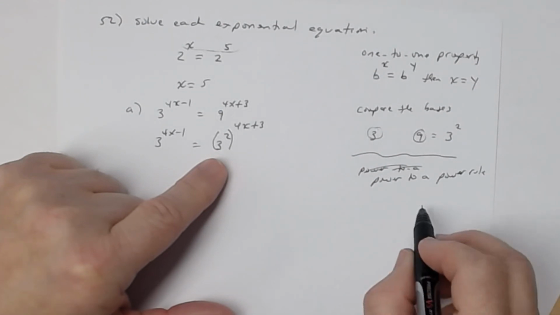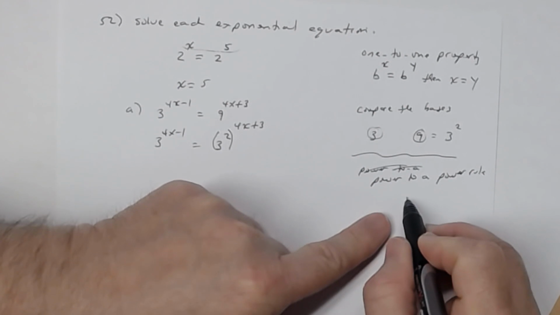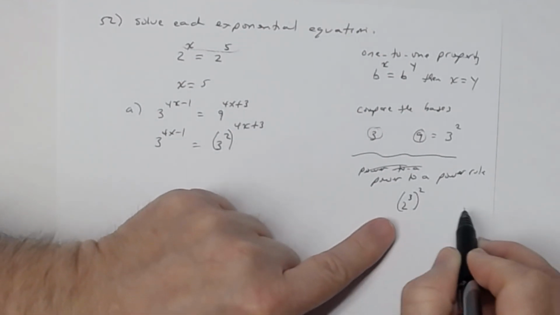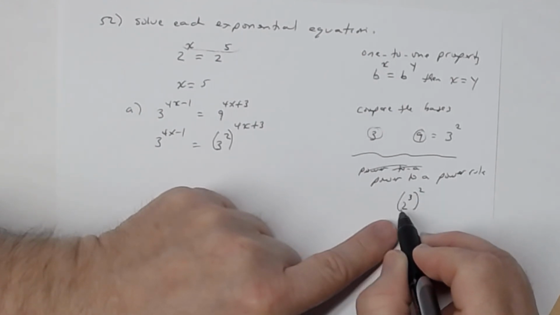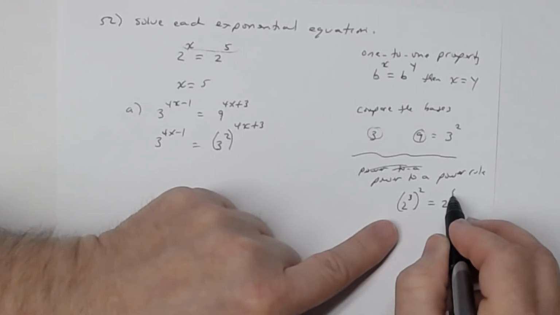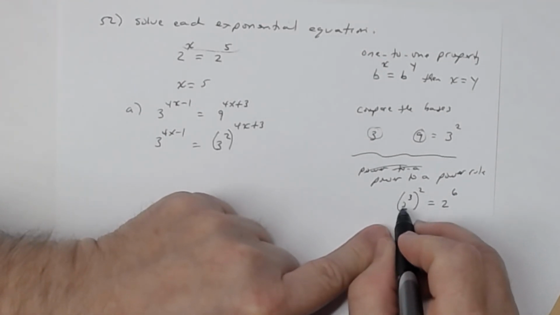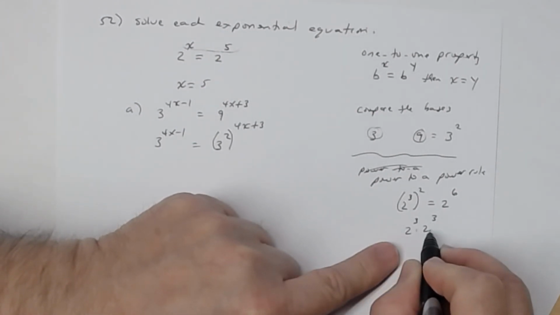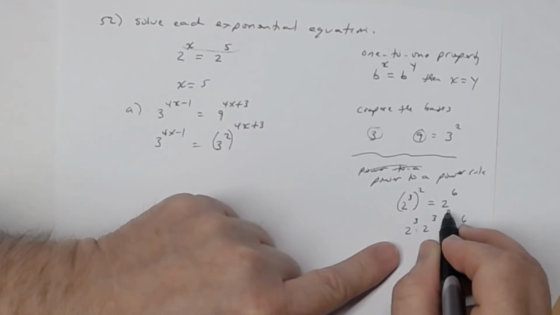All right, and so basically, if you remember the power to a power rule, I'm going to use a simple example that you can actually understand. If you have 2 to the third power, and that's being squared, so you see I have a power to a power, then that expression is the same thing as saying 2 to the sixth power. So remember, 2 to the third squared means 2 to the third times itself twice. So 2 to the third times 2 to the third. And remember, when you multiply like bases, you add exponents. 3 plus 3 is 6. So you see you get 2 to the 6.